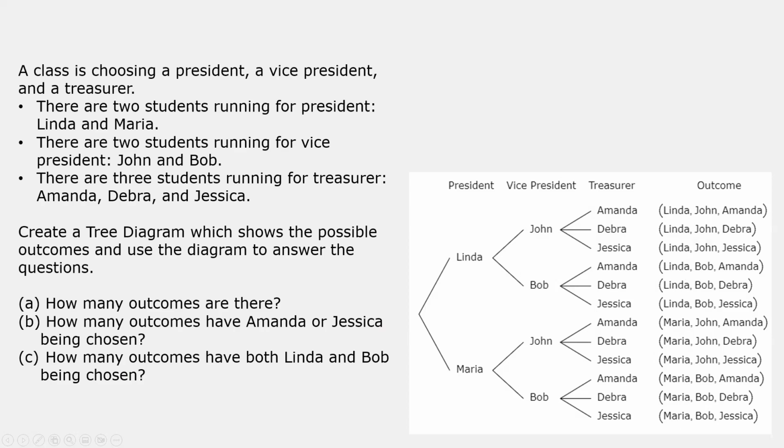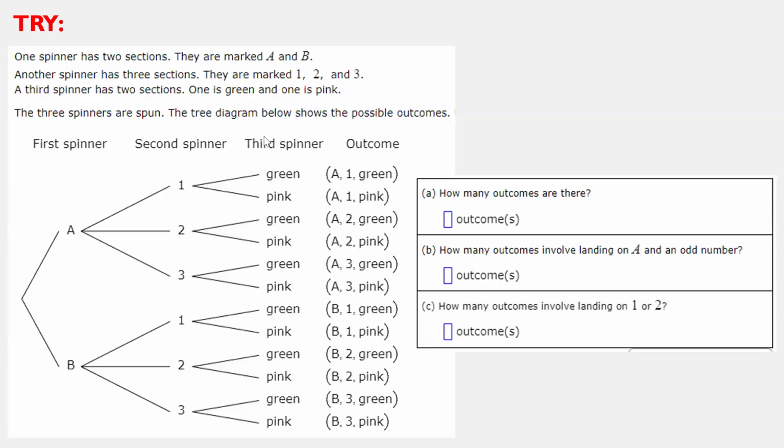Next, we have the try. I wanted to just throw it up there. One spinner has 2 sections. They are marked A and B. Another spinner has 3 sections. They're marked 1, 2, and 3. And the third spinner has 2 sections. One is green, one is pink. The 3 spinners are spun. The tree diagram shows the possible outcomes. And here it is. So you're given this, and then you have to answer these questions. Leave that up, let you guys give that a go.